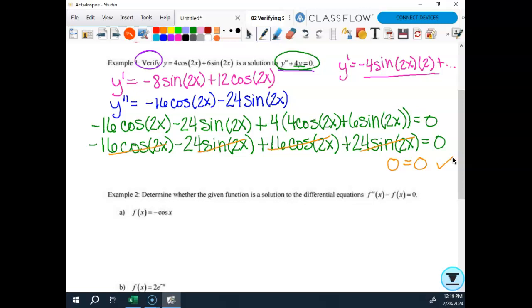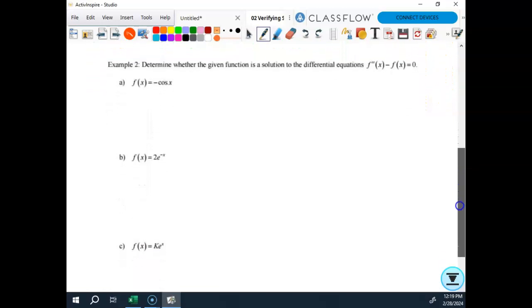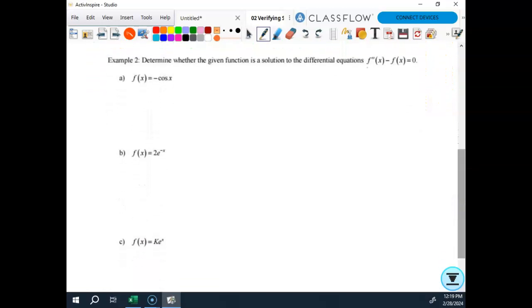Any questions? All right, so then example 2, we're going to determine whether the given function is a solution to the differential equation. So this right here. If I start with A, I'm going to have to find f double prime, right? Go forth, find f double prime.